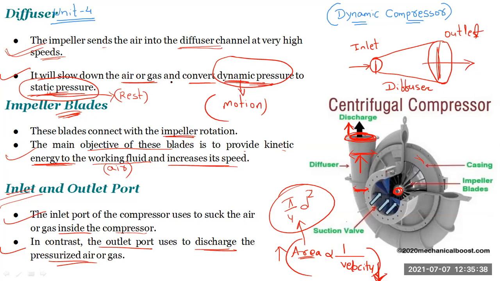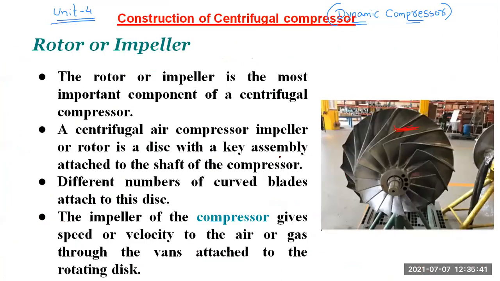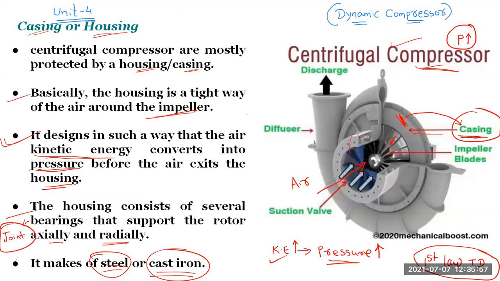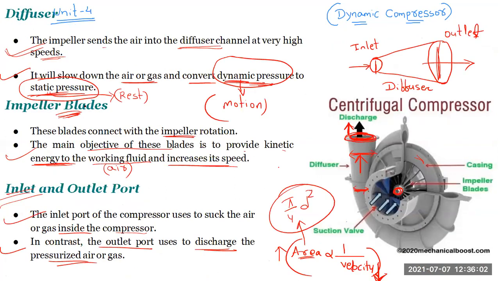Okay, so these are some components of a centrifugal compressor. So theoretical question, 5 marks question, they may ask, explain the construction of centrifugal compressor. Okay, if like that they will ask. So the first point is rotor. Second point, casing or housing. Diagram not required. If you can plot, it will be excellent. Third point, diffuser. Fourth point, impeller blades. Fifth point, input and output ports. Okay, so these are the construction of a centrifugal compressor.